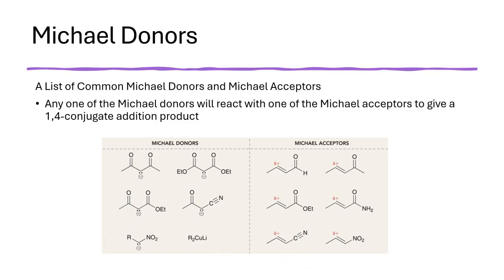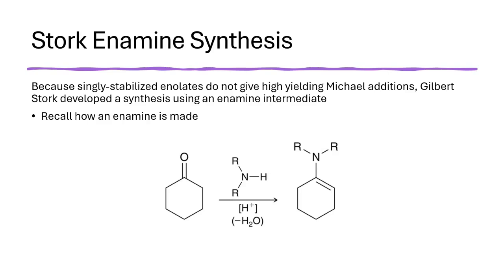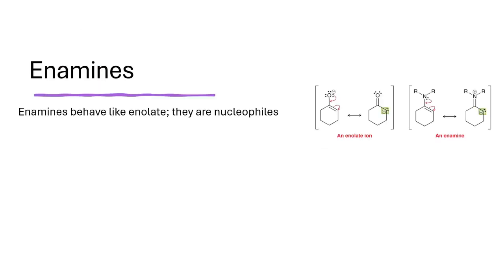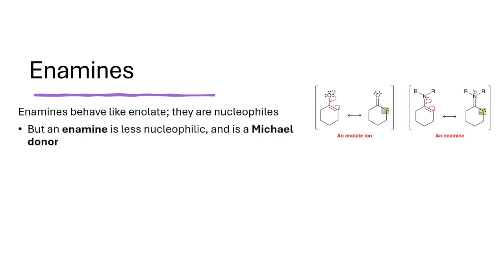Stork-enamine synthesis. Because singly stabilized enolates do not give high-yielding Michael additions, Gilbert Stork developed a synthesis using an enamine intermediate. Recall how an enamine is made, taking a ketone and reacting it with a secondary amine. Enamines behave like enolates. They are nucleophiles. But an enamine is less nucleophilic and is a Michael donor. After conjugate addition, aqueous acid converts both groups into carbonyl groups.